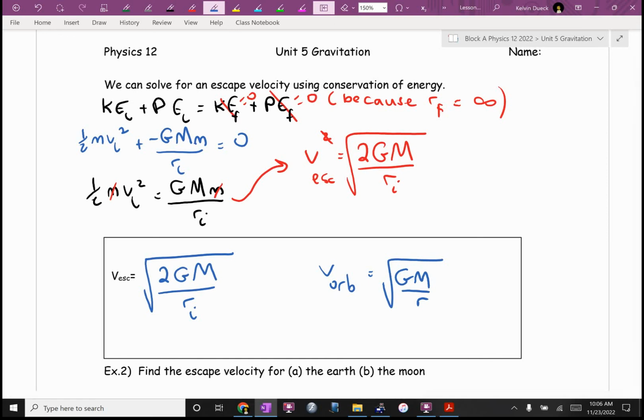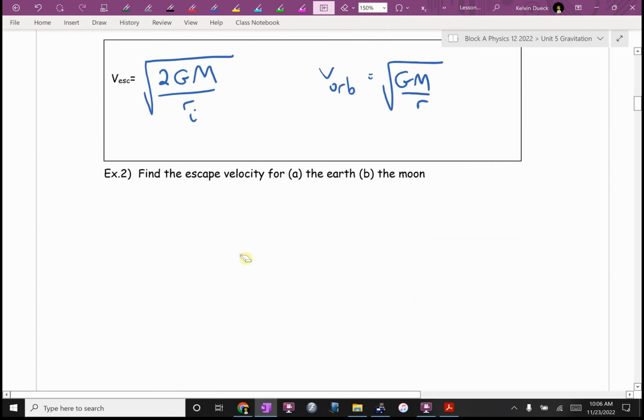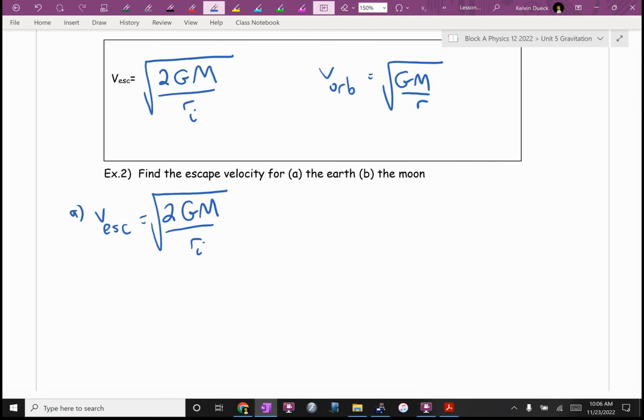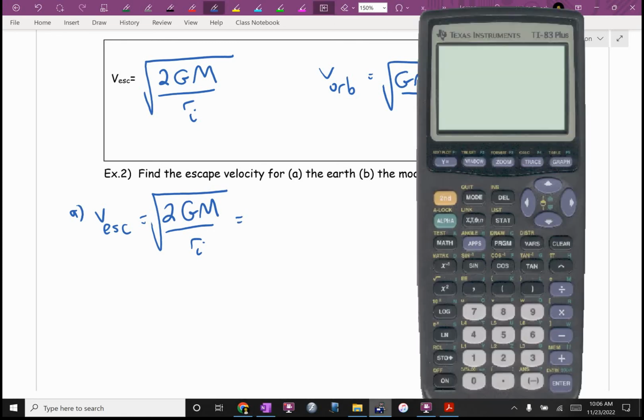But for what it's worth, let's find the escape velocity for the Earth. It's going to be the square root of 2 big G big M over R initial. What's big G as a number? What's M as a number? Mass of the Earth. What's R? 6.3. You know what? We could write the numbers out, but if you've got them on your green sheet, your formula sheet, let's go to our calculator.